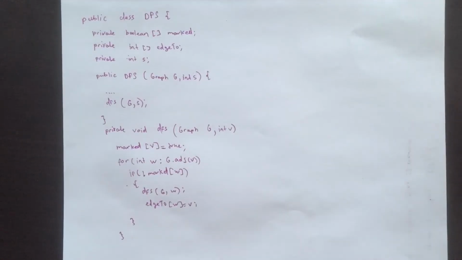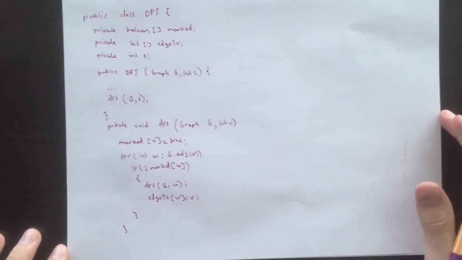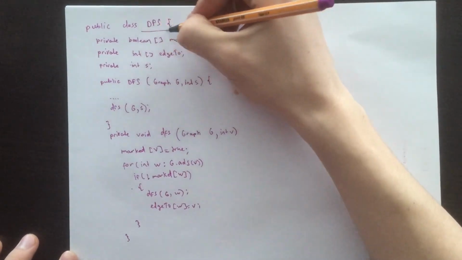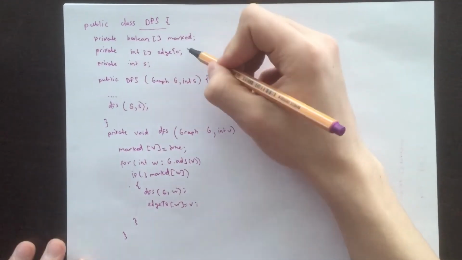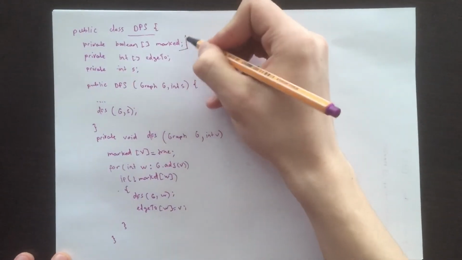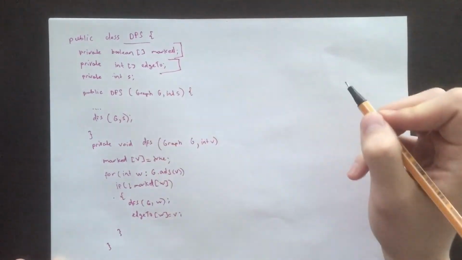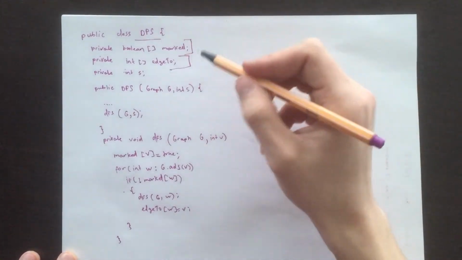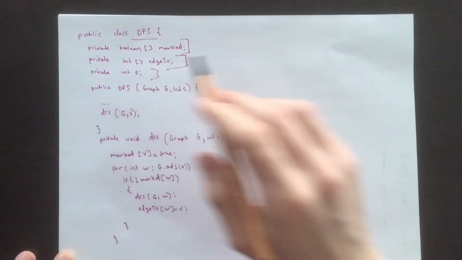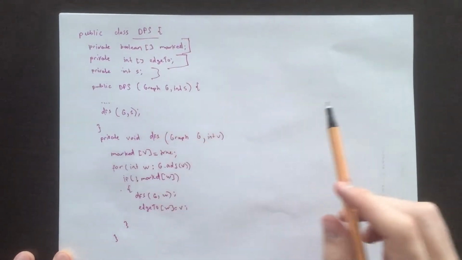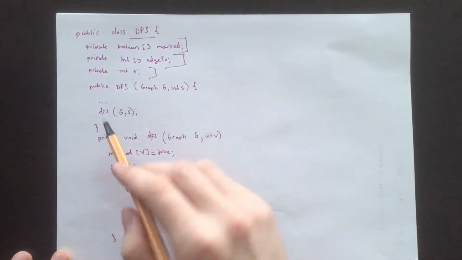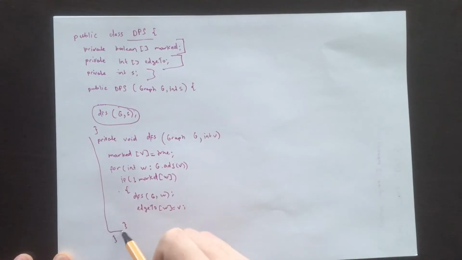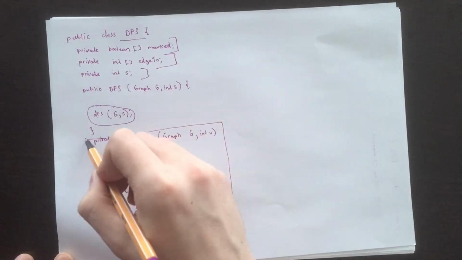Let's consider the code of DFS in Java. Here we have the class DFS, and as I said before, we have two data structures: a marked boolean array and the edgeTo integer array. I told you about how they are working, and we have the integer source. It's a source vertex, and we have a constructor. How is the constructor working? Here it just calls a DFS method, which we have here, the private void DFS method.